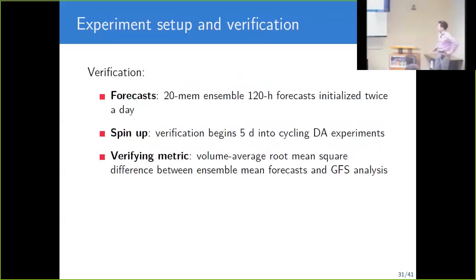And for verifying the results, what I did was I ran cycling data simulation experiments over the whole month and ignored the first 5 days to let the system spin up. And I ran five-day forecasts twice a day from a 20-member subsample of that ensemble. And so this gives me an idea of what the forecast skill is for this localized particle filter compared to the EnKF. And I'm just going to use a very simple verification metric, volume average root mean squared difference between the ensemble mean of my forecast and the GFS analysis. And so what I'm trying to do here is just provide some measure of how good I'm doing at forecasting the mean of that distribution.